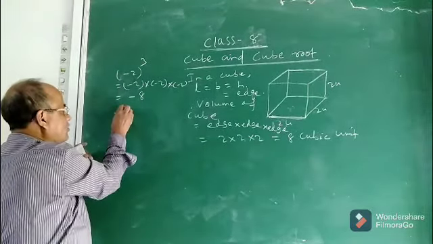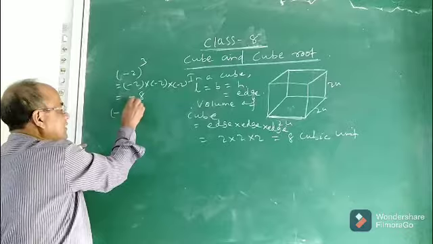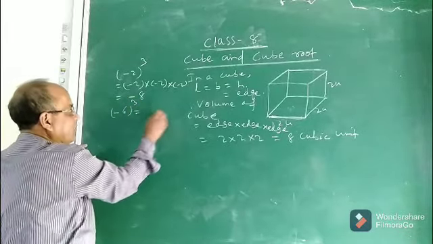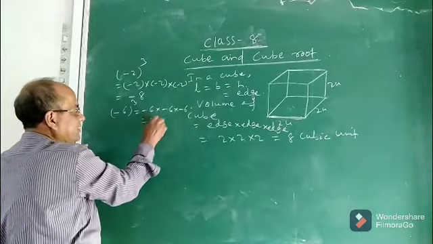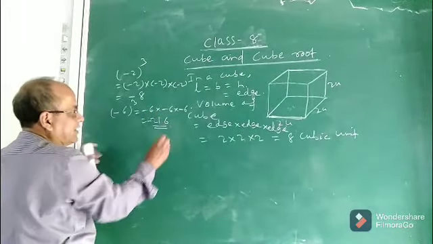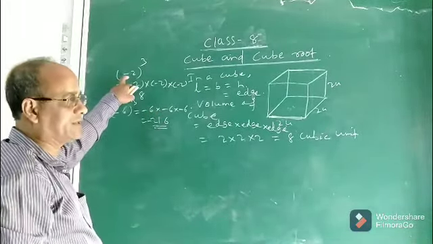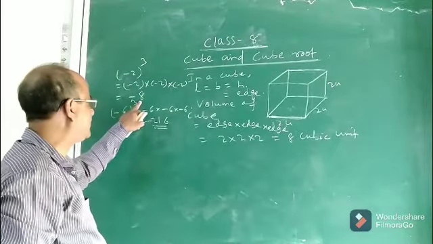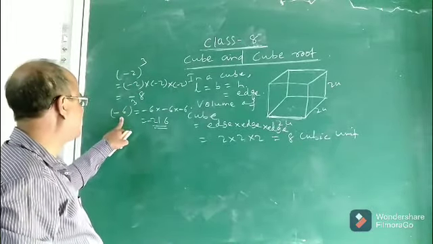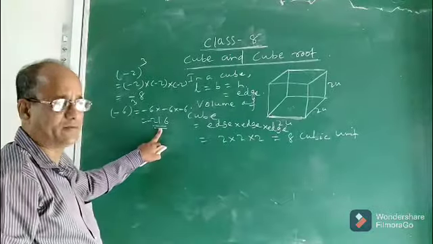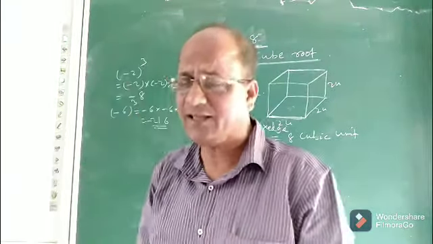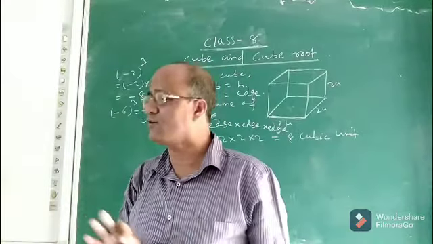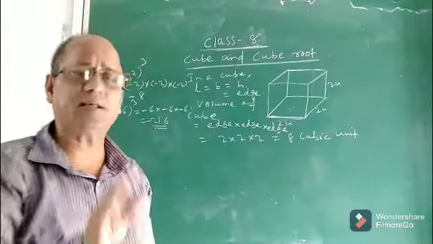If I ask you what is the cube of minus 6, you can easily find. It is minus 6 into minus 6 into minus 6, so it will be minus 216, which is again a negative integer. Minus 2 was a negative integer, and its cube is a negative integer. Minus 6 is a negative integer, and its cube is also a negative integer. That means the cube of a positive integer is always positive, while the cube of a negative integer is always negative. So this is the concept of cube.